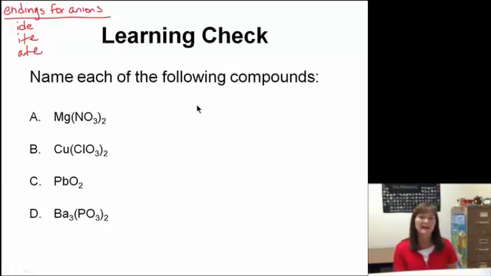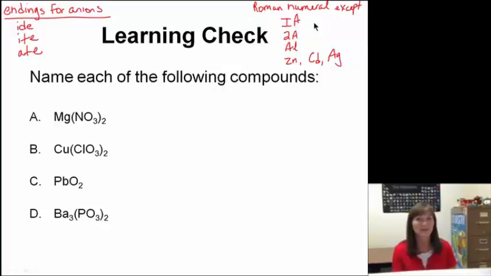Okay. The other thing I want to summarize is when you need the Roman numerals. Okay, so you're going to always put the Roman numerals, except, so Roman numeral if it has a variable charge. No Roman numeral if it has a fixed charge. So the fixed charge ones are metals that are in the 1A family, metals in the 2A family, or aluminum, zinc, cadmium, and silver. All of these metals are not going to use parentheses with the Roman numeral. All the other metals will.